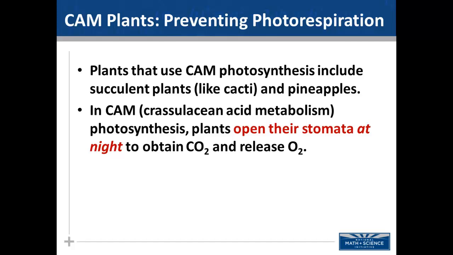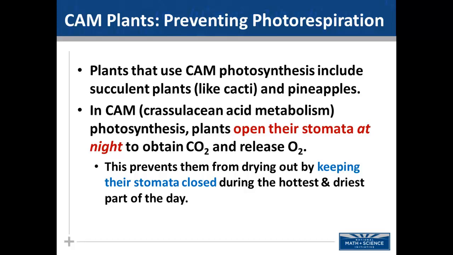Well, what's the advantage of doing that? Well, typically at night, it's cooler, okay, and not as dry. And so plants that open their stomata at night to get carbon dioxide and release oxygen are still able to do the gas exchange they need to do, right? To get the carbon dioxide they need to do the Calvin cycle and release the oxygen to prevent photorespiration, but they're not going to lose as much water by opening their stomata at night as they would if they opened it during the day. Okay, so keeping their stomata closed during the hottest and driest part of the day helps them to prevent desiccation or drying out.